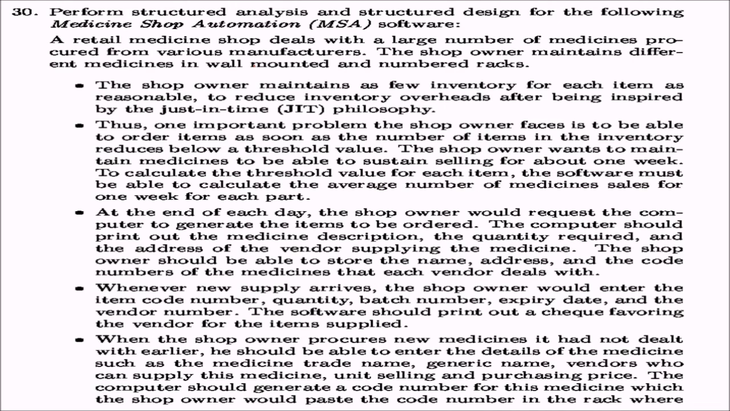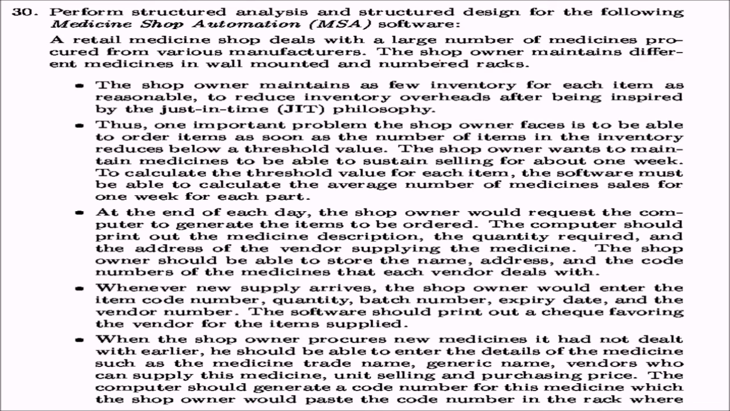So one important problem the shop owner faces is to be able to order items as soon as the number of items in the inventory reduce below a threshold value. The shop owner wants to maintain medicine to be able to sustain selling of about 1 week. To calculate the threshold value for each item, the software must be able to calculate the average number of medicine sales for 1 week for each part.